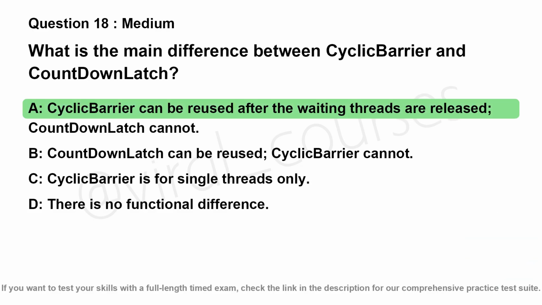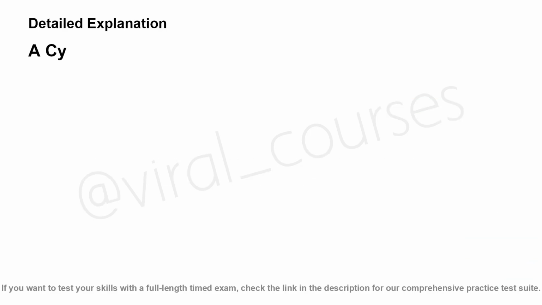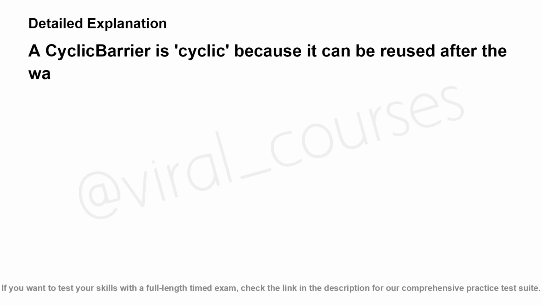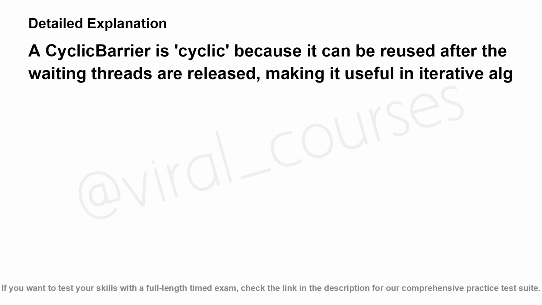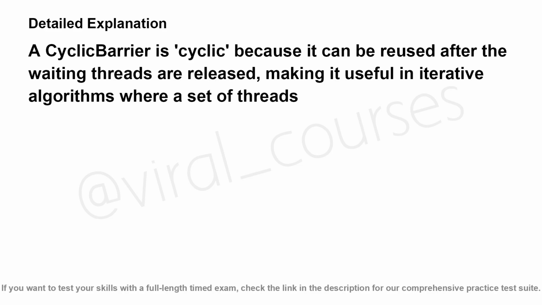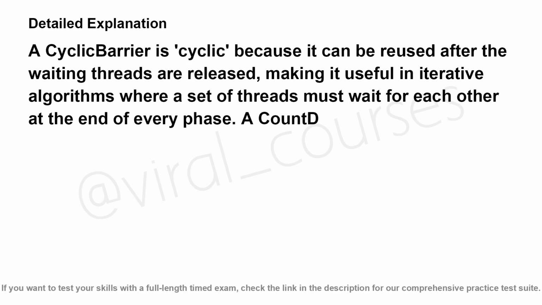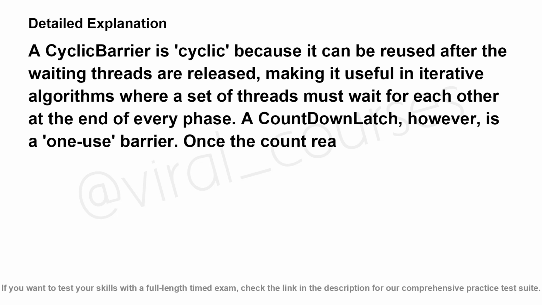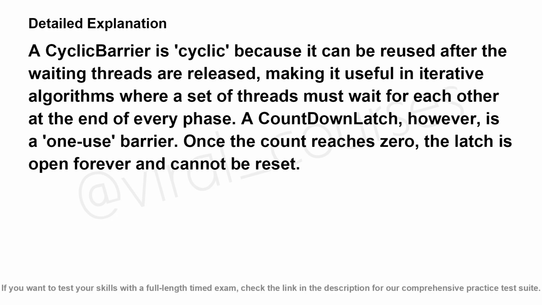The correct answer is A. A cyclic barrier is cyclic because it can be reused after the waiting threads are released, making it useful in iterative algorithms where a set of threads must wait for each other at the end of every phase. A countdown latch, however, is a one-use barrier. Once the count reaches 0, the latch is open forever and cannot be reset.